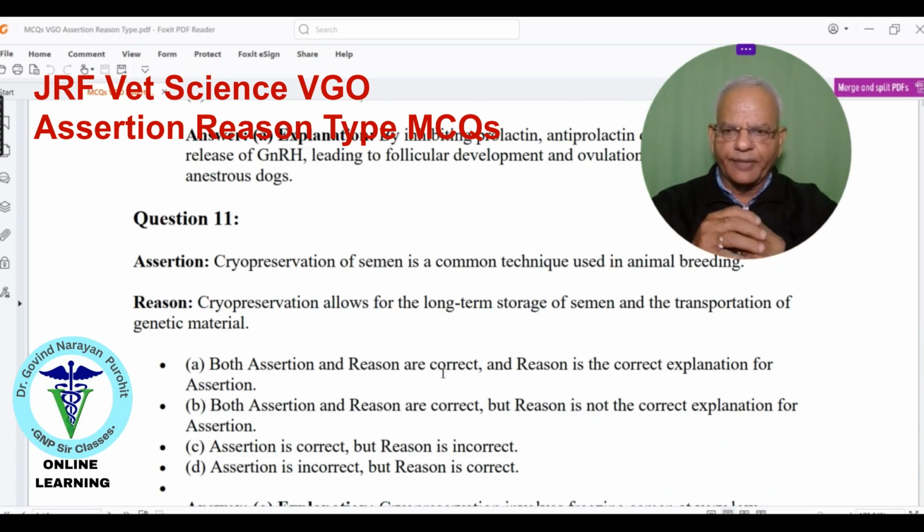When semen is cryopreserved, the metabolic activity of the spermatozoa goes to nearly zero, and they do not have any activity. Once the semen is thawed, then they resume the activity. So cryopreservation can allow for long-term storage, and you can transport the semen also very easily. Ideally, it is said that it can be kept for an indefinite time period. Cryopreserved semen can be preserved for an indefinite time period, right?